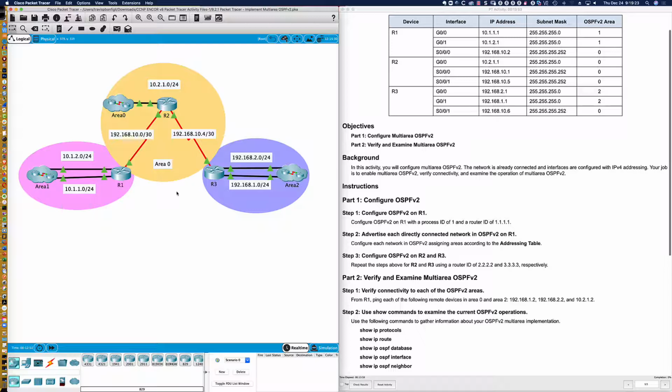Now, make no mistake, I'm not saying that OSPF is a distance vector routing protocol. That would be crazy, because it is not. It is a link state routing protocol. It will always be a link state routing protocol. However, when we're doing multi-area OSPF, it is still a link state routing protocol, but it will behave and act in distance vector ways. And we'll talk about that.